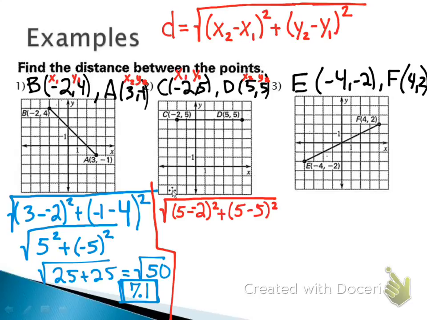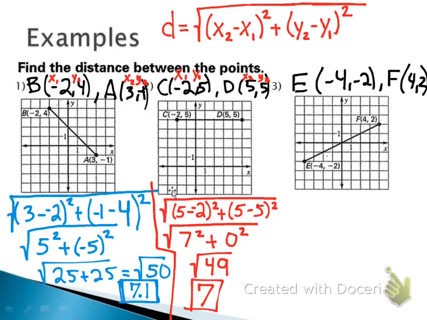What is 5 minus -2? Like 5 plus 2, right? So I have 7 squared plus, what is 5 minus 5? 0 squared. So that's going to be 7 squared plus 0, essentially. 7 squared is 49. What is the square root of 49? 7. So we are getting the distance between these 2 points to be 7.